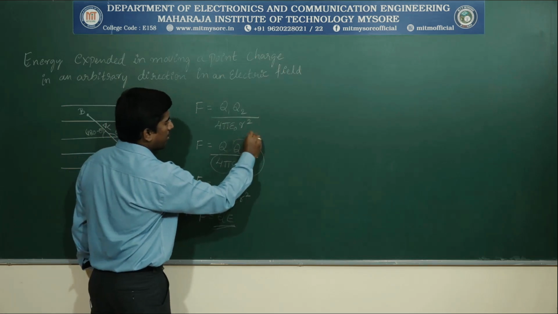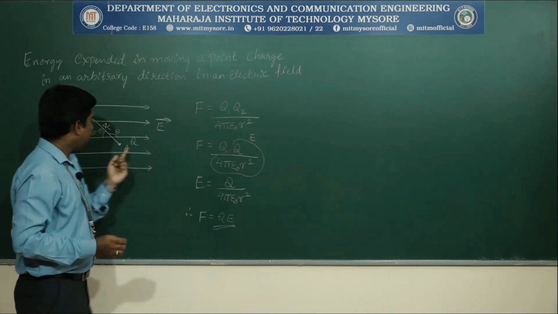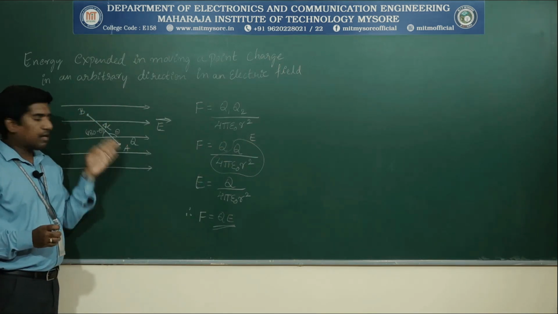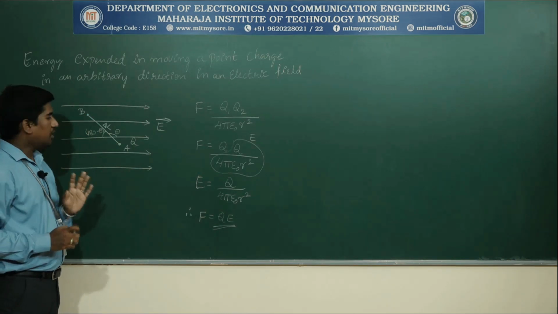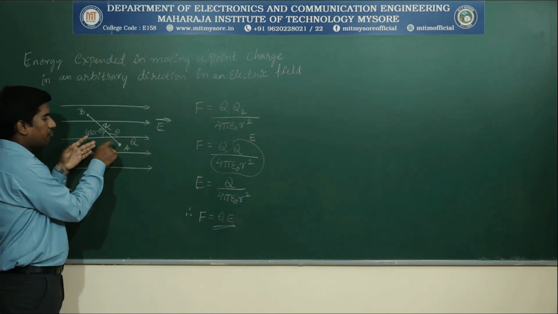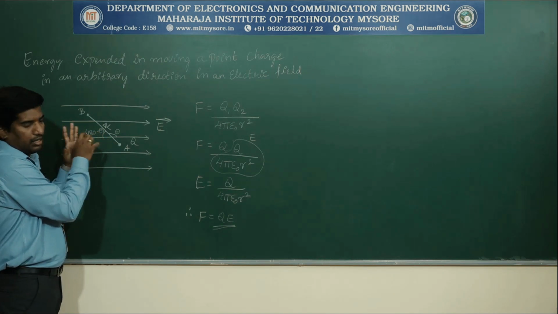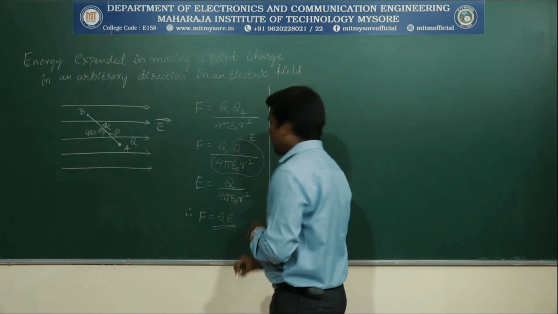Therefore, F is equal to Q times E. If one of the charges is a unit positive charge and the other point has the magnitude Q, then F is equal to Q into E. Got it? So at point A, it experiences some force because it is placed inside the electric field. Okay, keep that in mind. Now F is equal to Q into E.